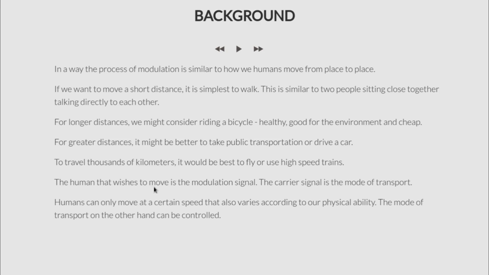Now, in all these cases, the human is the one who wishes to move, right? The human can be said to be equal to the modulation signal because it is this human that wants to move in the same way that the modulation signal or the audio signal was to be transmitted. The carrier signal is the mode of transport, right? Because the human wishes to move and the human is using a machine. In the first case, the human was moving on his own. In all other cases, the human is using a machine.